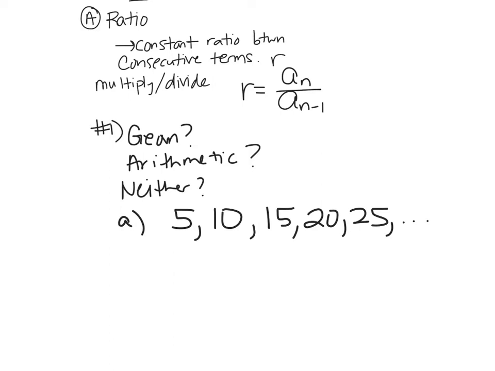What kind of a sequence is this? It's arithmetic. Perfect. This is an arithmetic sequence. You did those last night. And the common difference is what? 5. Perfect. Common difference between terms is positive 5.